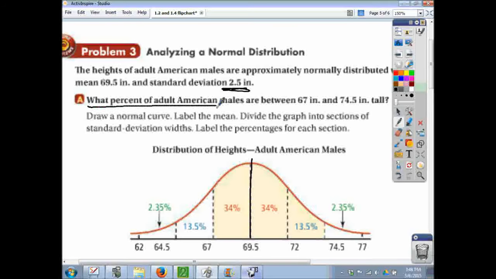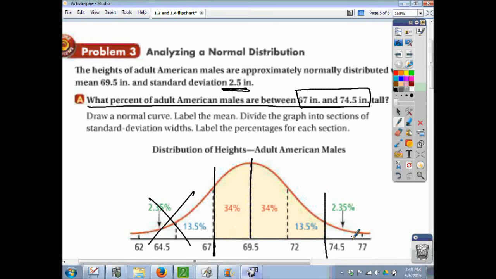So the question is, what percent of adult American males are between 67 inches and 74.5 inches tall? Well, this right here represents all of the percentage of males below 67 inches, so we don't want any of that. So here's 67, here's 74.5. This represents the percentage of males taller than 74.5 inches. We don't want any of that. We want these percentages here.